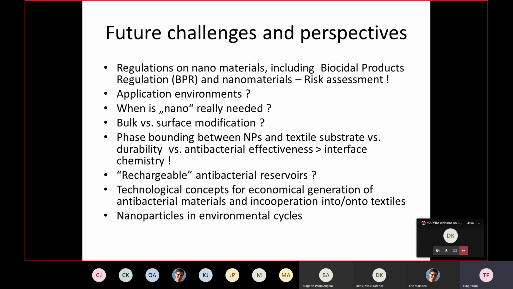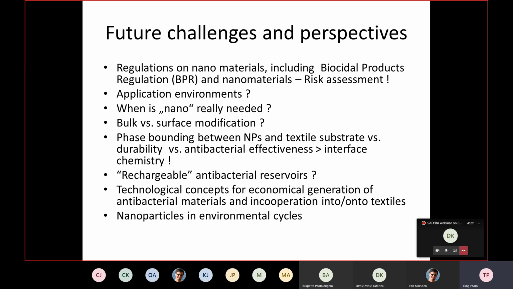It is also important to define the application environment, which protection is desired. Is it for clean room applications? Is it in hospitals? Is it for workers in the industries? The next question I would like to put is, when is nano really needed? Do we really need nano structures? The next question is, do we need to modify the bulk or do we need to modify the surface?